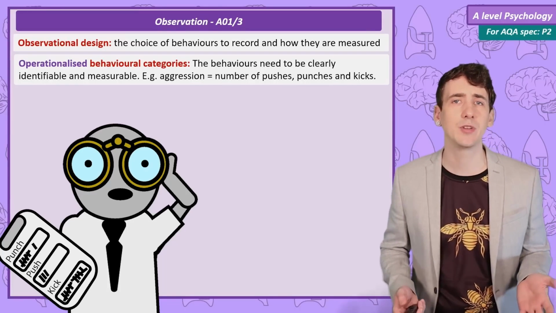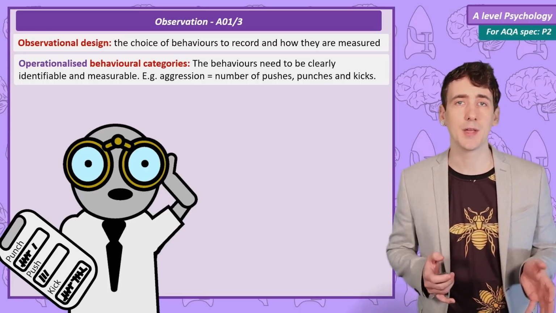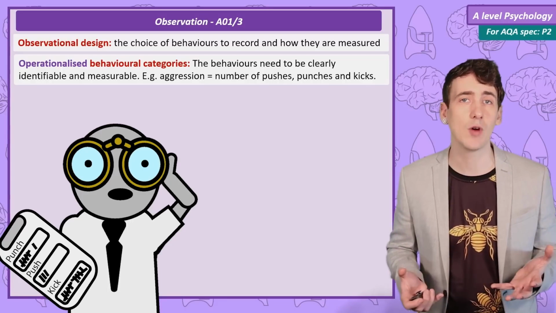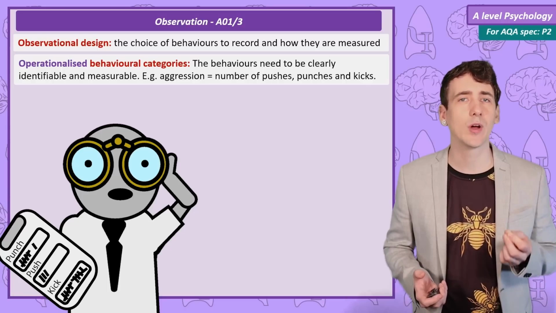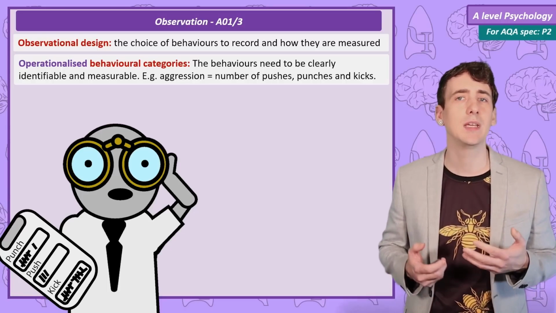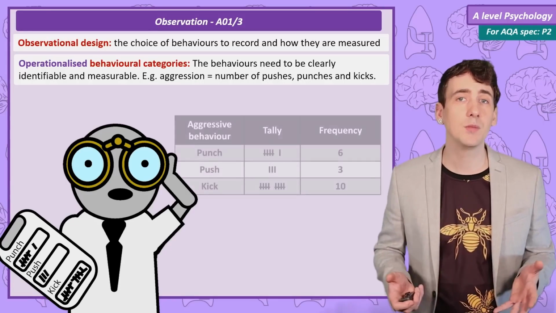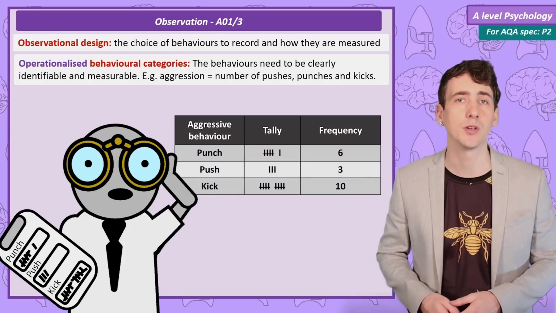So, a behavioral category is exactly that. I have a target behavior that I want to observe, in this case, aggression, and from that, I'm going to create a list of behavioural categories that can be easily observed and counted. This can be turned into a frequency chart to help me record.